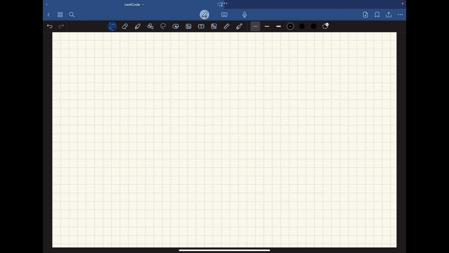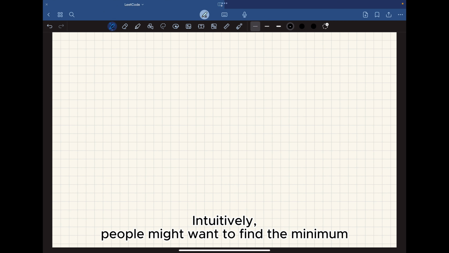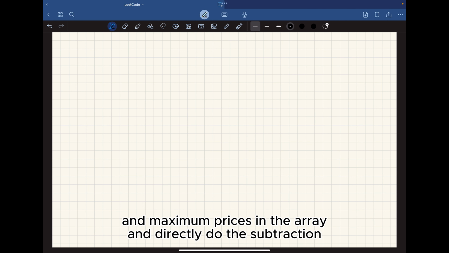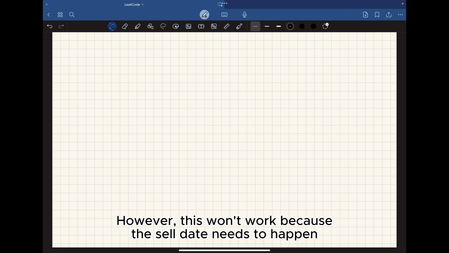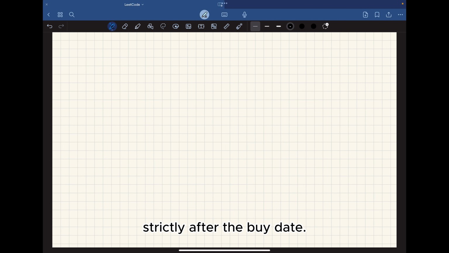Let's now talk about the solutions. Intuitively, people might want to find the minimum and maximum prices in the array and directly do the subtraction in order to get the max profit. However, this won't work because the sell date needs to happen strictly after the buy date. What should we do then?